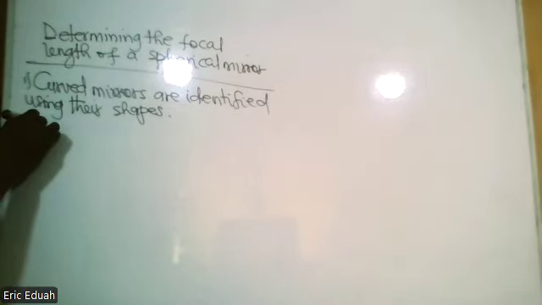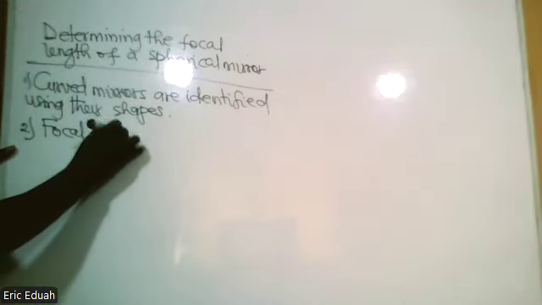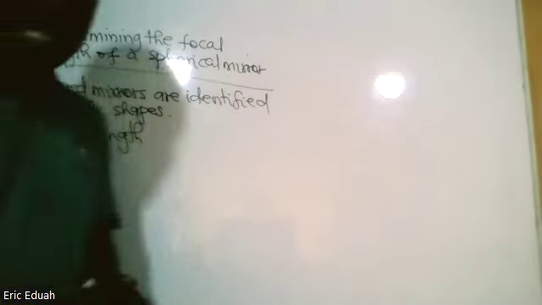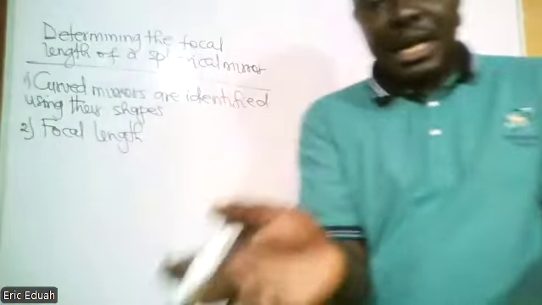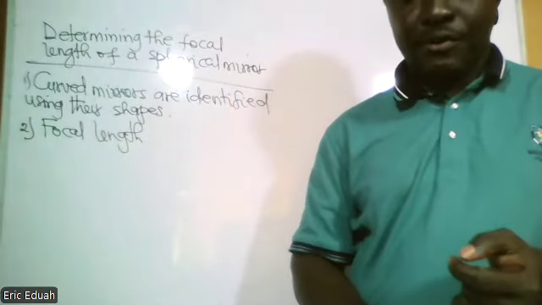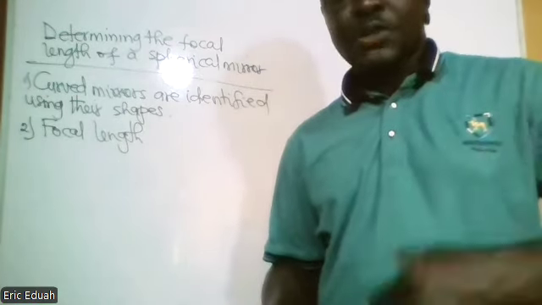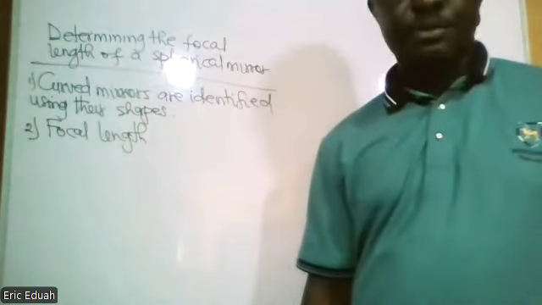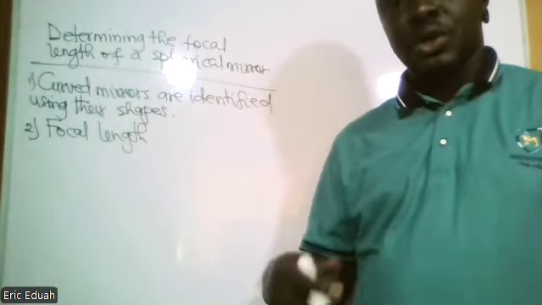So apart from this, you can also use focal length, because different curved mirrors have different focal lengths. So I'm buying a mirror. Is it concave or convex? Then the next question is, what focal length do you want? I want a curved mirror of focal length, maybe 5 centimeter, 10 centimeter, and so on and so forth.